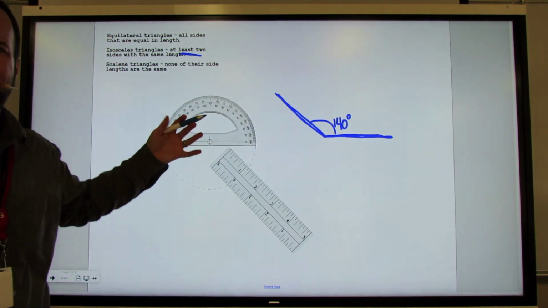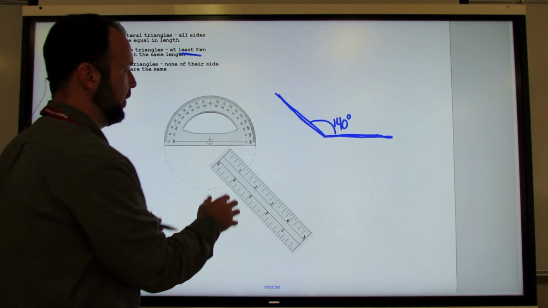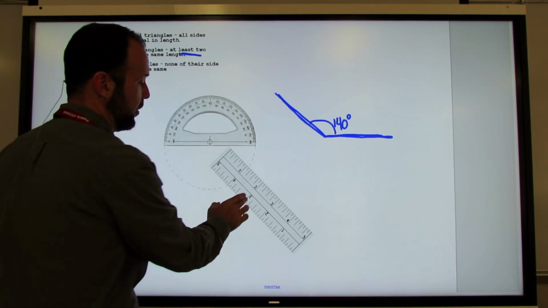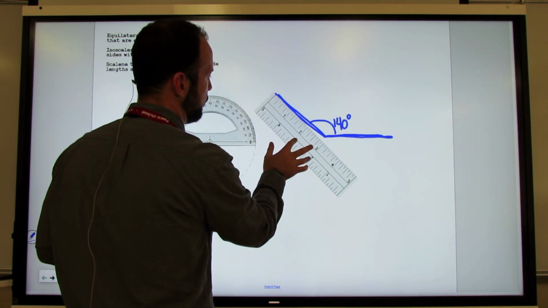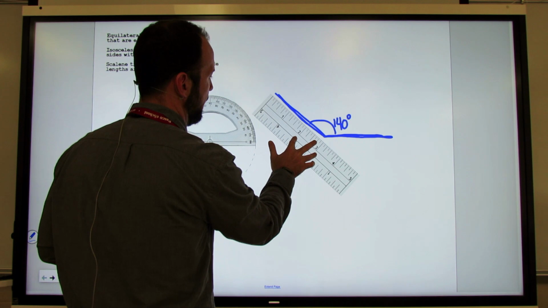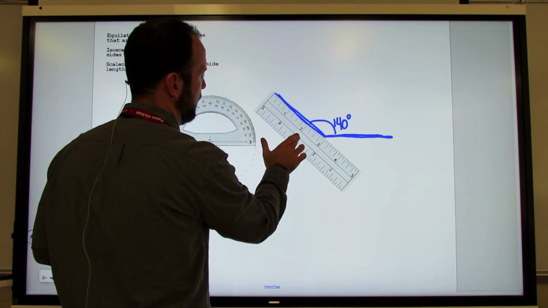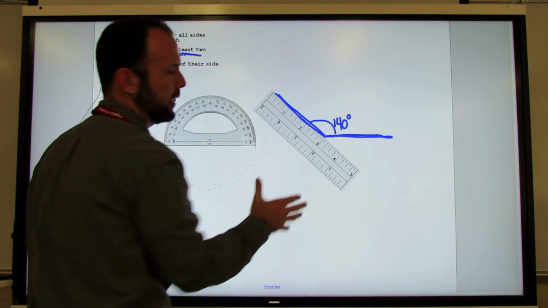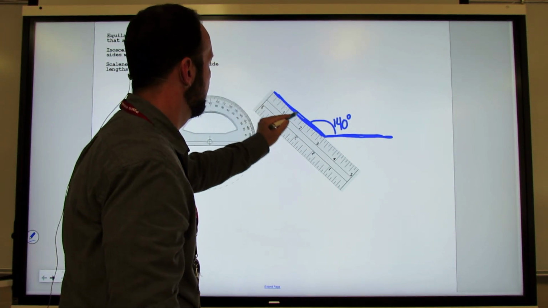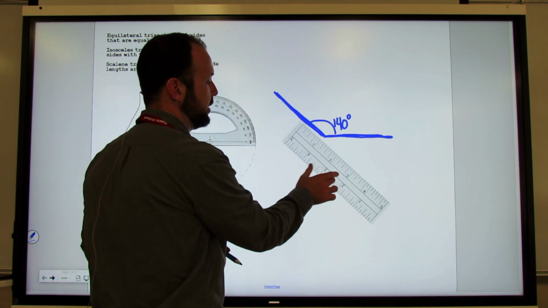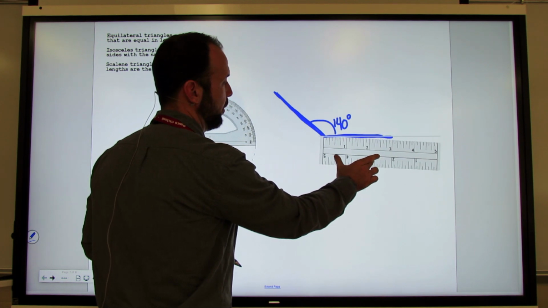Because it's an isosceles obtuse triangle, I have to make sure again that at least two of my sides are the same length. Two of my sides have to be the same length. So let's measure this up here and see what we got. This one looks about like 2, almost to 3. So we'll say that that one's 3. I'm okay with that. I'll make it a little bit longer to make sure that it's 3. Again, I could have made it 2. I could have made it 4. I could have made it anything I wanted to. It just so happened to work out at 3.